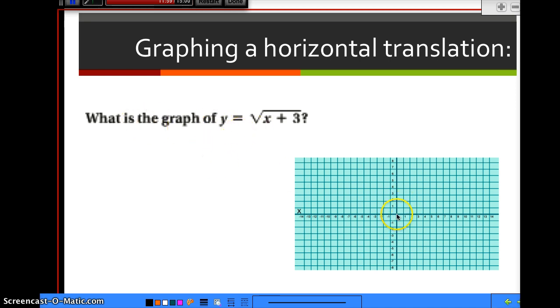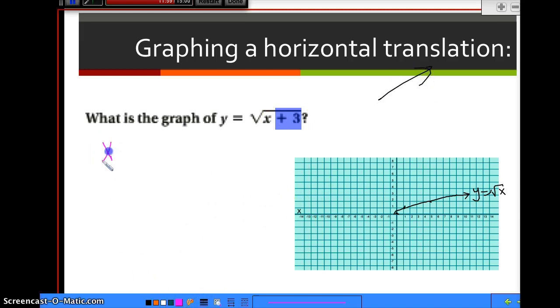If you think about the parent function again, remember that was 0, 0, 1, 1, 4, 2, and 9, 3. So that was like this, right? That was the parent function, y equals the square root of x. Now notice, it's not y is equal to the square root of x. They literally added 3 to the x, which is under the radical. So that means it's going to be a horizontal translation, okay?